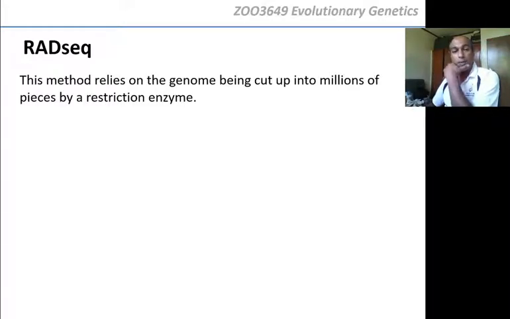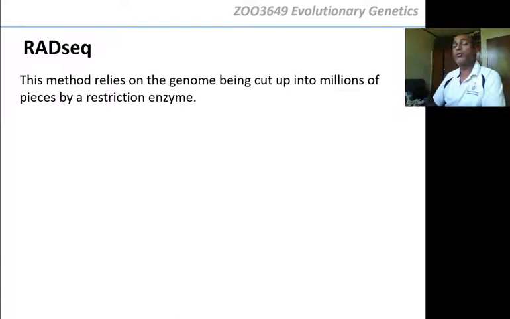So this method, as well as GBS, the next method, both these reduced representation methods rely on what? Restriction of the genome first, okay? We don't want to sequence the whole genome. We want to sequence a small piece of the genome. But already, a small piece of the genome is a lot of sequence compared to Sanger sequencing, right?